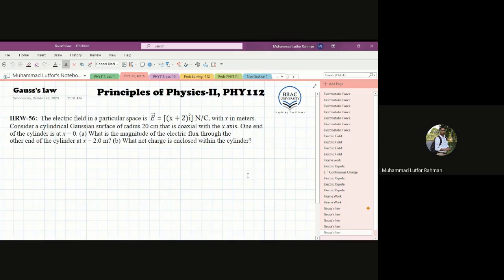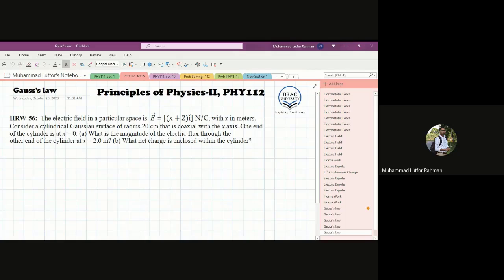Although I basically solved this problem in your book, you can go through that one. So I'm going to consider for this case that the electric field in a particular space is E equal to x plus 2i Newton per Coulomb, where x is in meter.